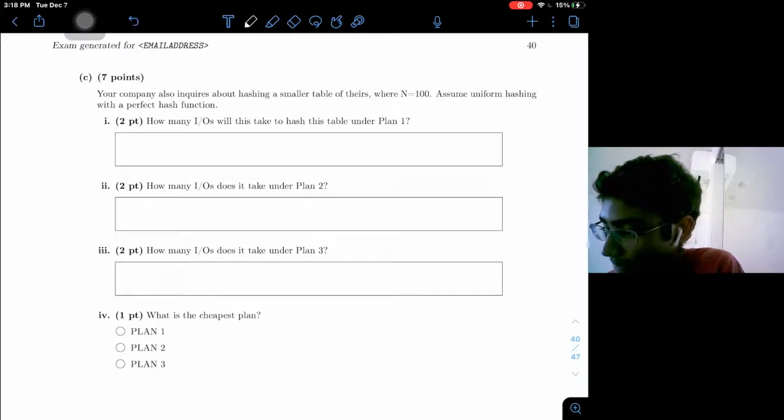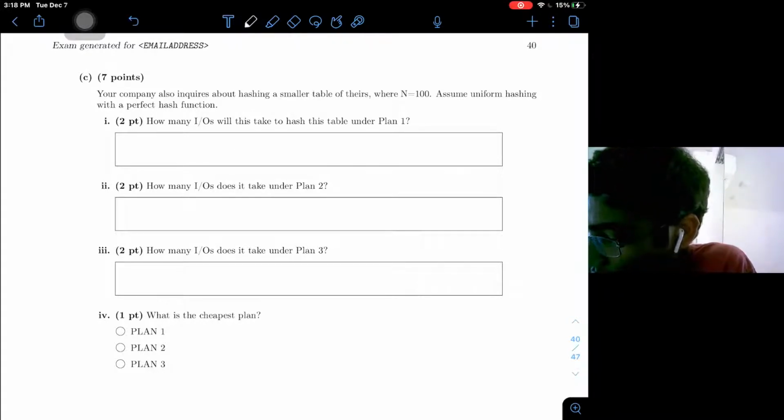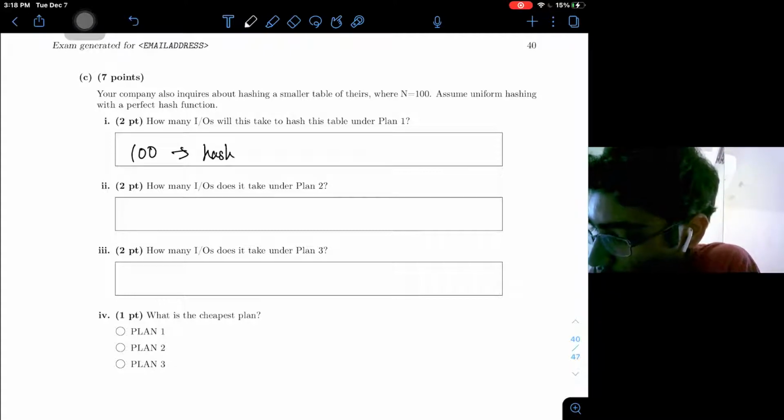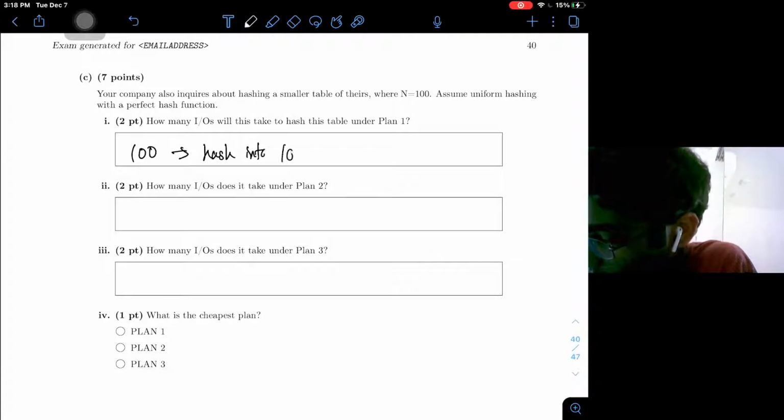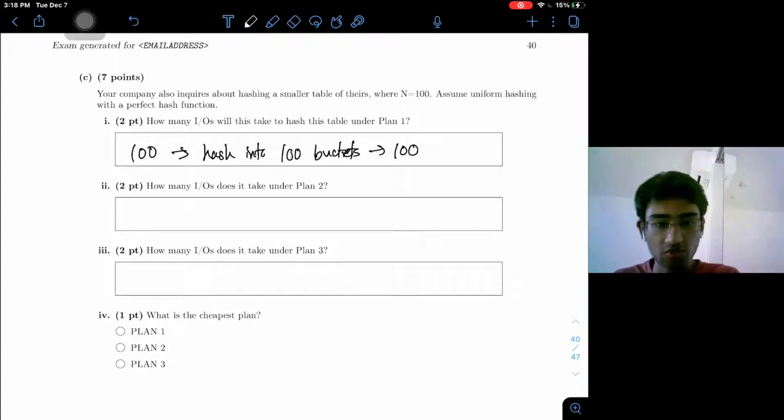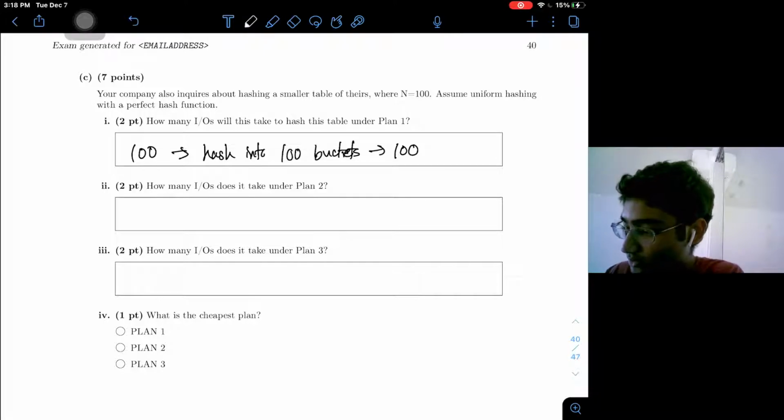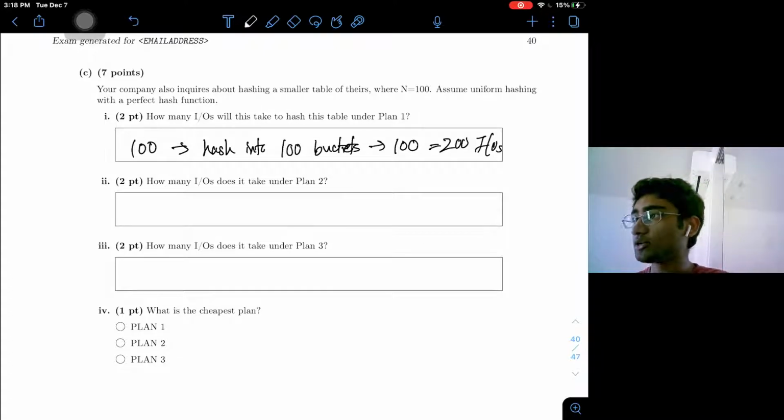So in this case, with plan 1, we can read in the 100 pages, and then we can hash it into 100 buckets. And then we just write that back to disk. So in this case, it would only take one pass, right? So 200 IOs. Then we're asked how many IOs it takes under plan 2.